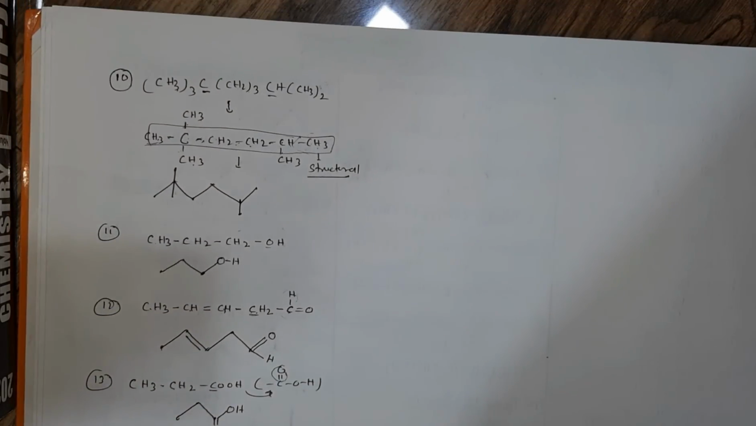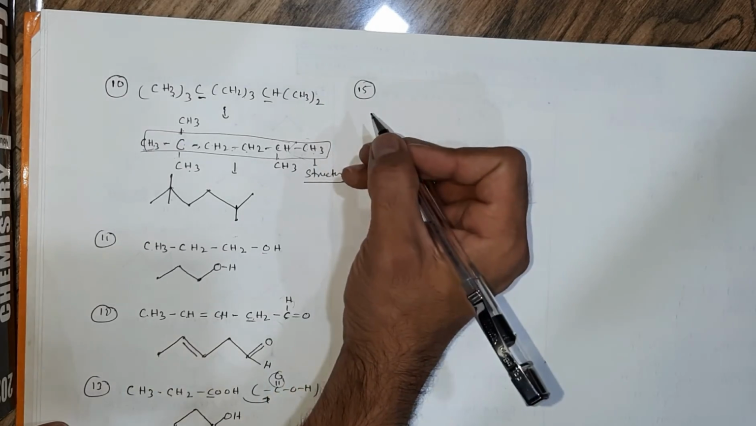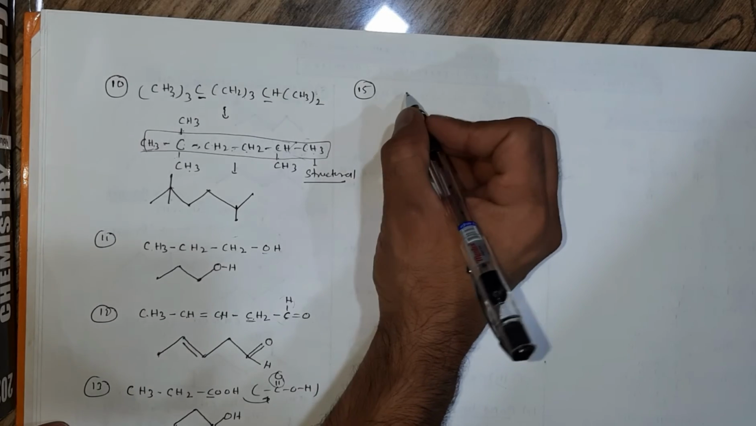Clear? Then molecule number 15. Suppose I take a cyclic group in it. I have to make the structure like this.